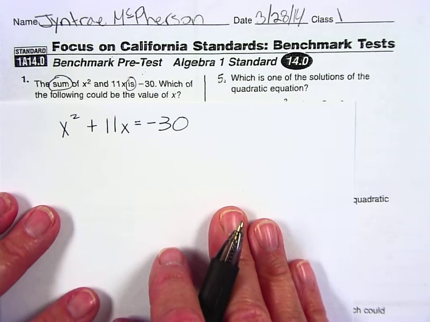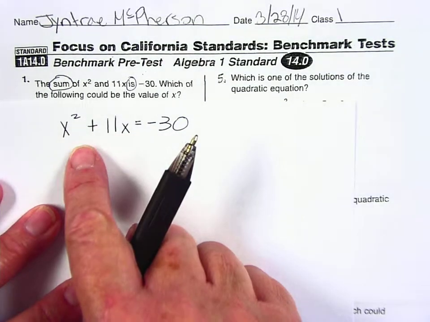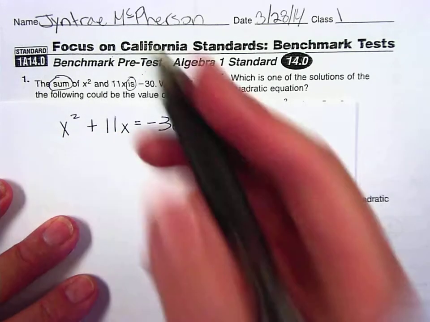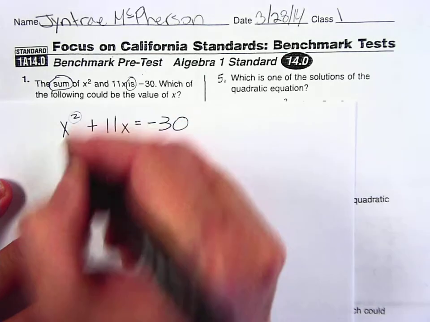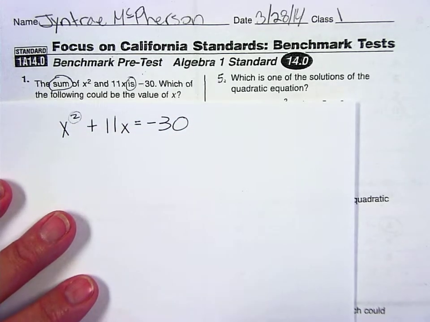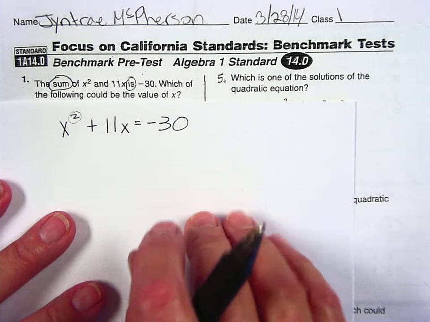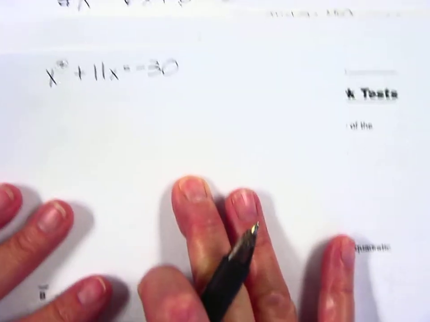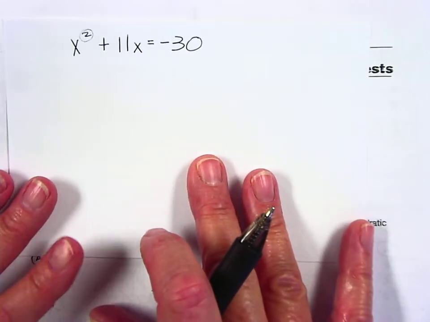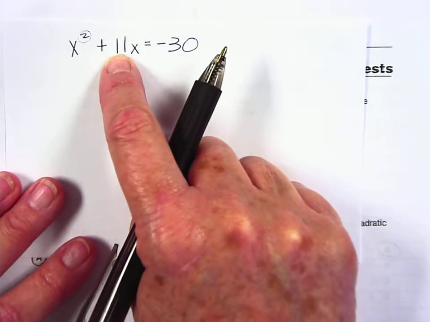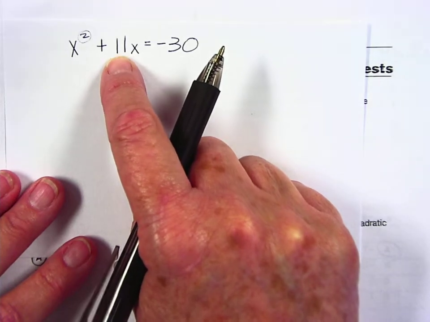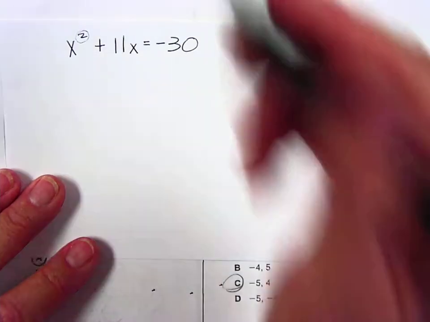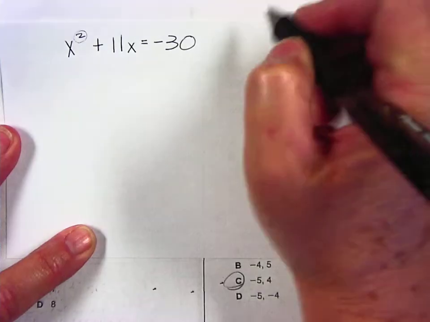Which of the following could be the value of x? Well, if we want to know what x is, we're basically going to have to solve this. It's a quadratic equation because its highest exponent is a 2. This test that we're going to take tomorrow says to solve quadratic equations by factoring or completing the square. If I complete the square, I'm going to have to put 11 over 2 and square it, and that's a fraction, and that just doesn't appeal to me. So I think I'm going to try factoring it.